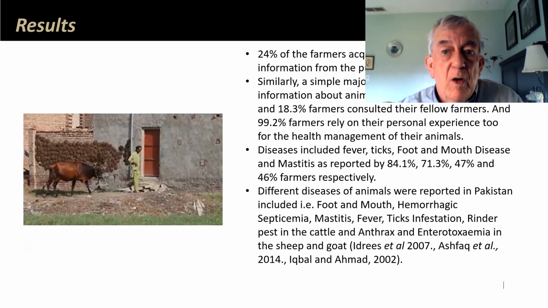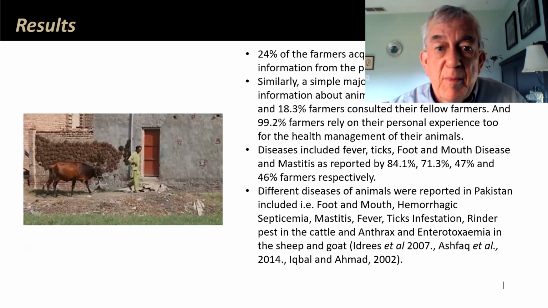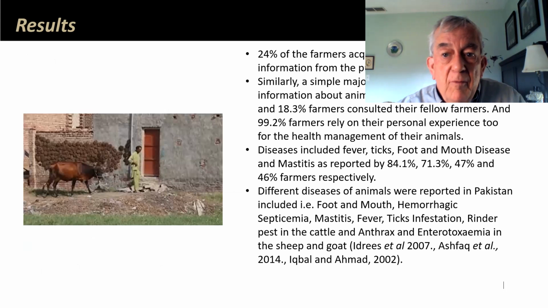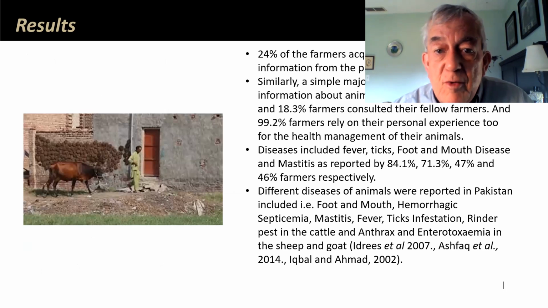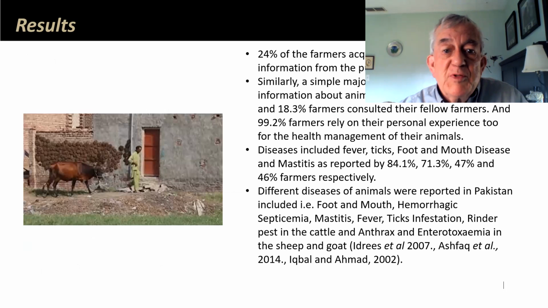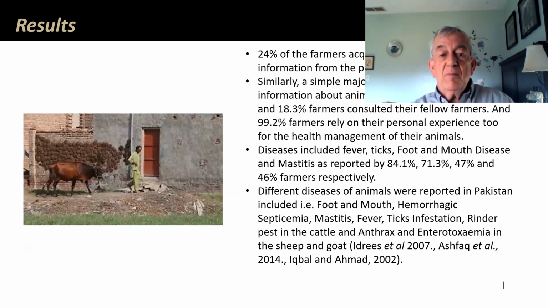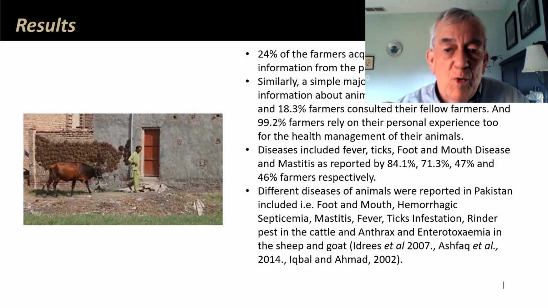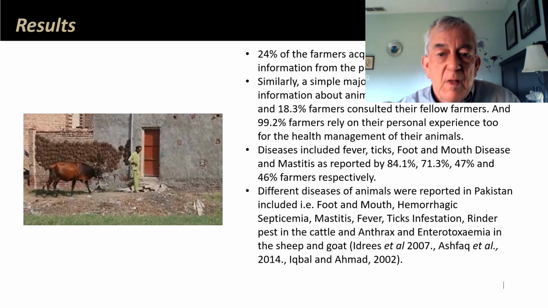24% of the farmers acquired animal health information from the public staff. 55% of that information was from private consultants, and farmers consulted with each other for 18% of the information. 99% of the time, and this is, I don't think, surprising, farmers rely on their own personal experience as well in order to make health decisions.